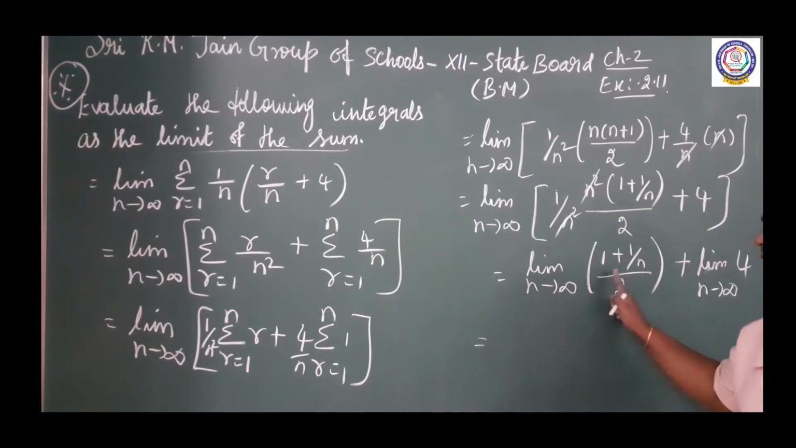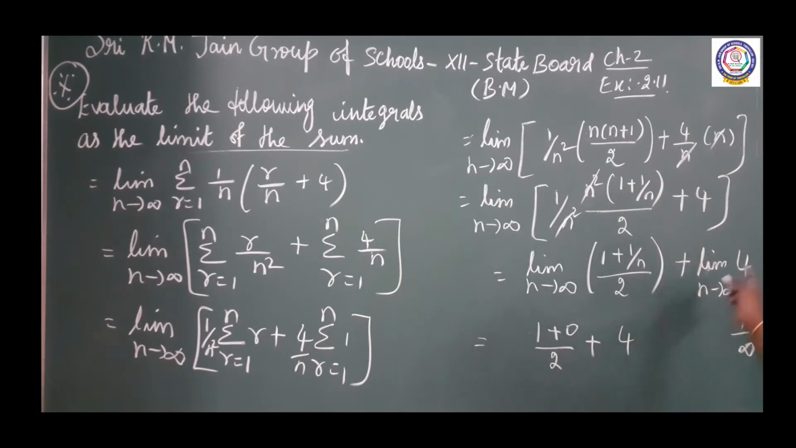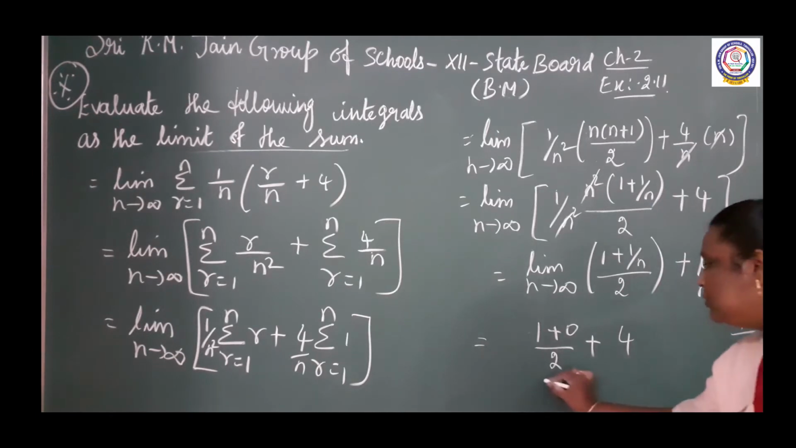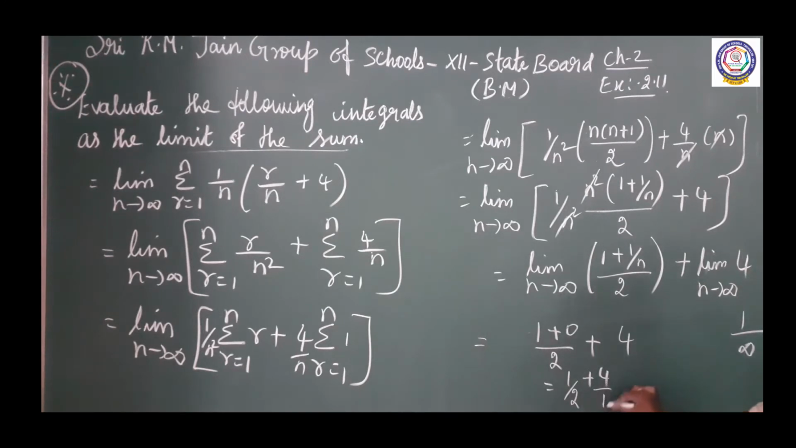See, limit n tends to infinity, that is 1 by infinity, the value is 0. In the n place you can substitute the value of infinity, 1 by infinity is 0. So (1 plus 0) by 2 plus 4, because there is no n term, 4. So it gives 1 by 2 plus 4, you can take the LCM as 2. So what is the value? (1 plus 8) by 2, because 4 2s are 8, the value is 9 by 2.